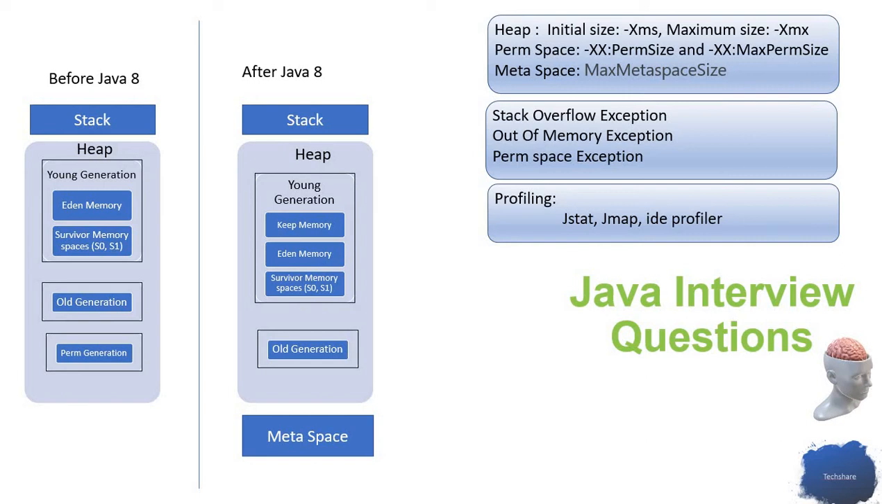But when Java 8 came into the picture, they made some changes in this memory stack. One of those is moving the perm generation out of the heap. They moved the perm generation to the metaspace. So what is the advantage they achieved by moving the perm generation out of the heap? The perm generation stores the metadata of your class, right?